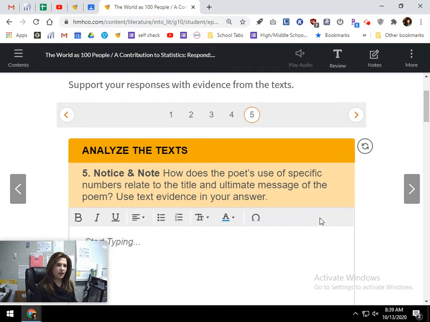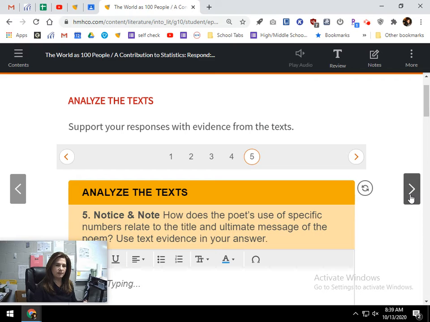What is the effect of that? How does she use specific numbers, and how does that relate to the title and the ultimate message of the poem, and use text evidence?